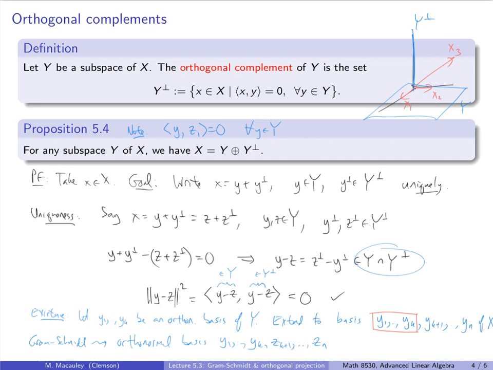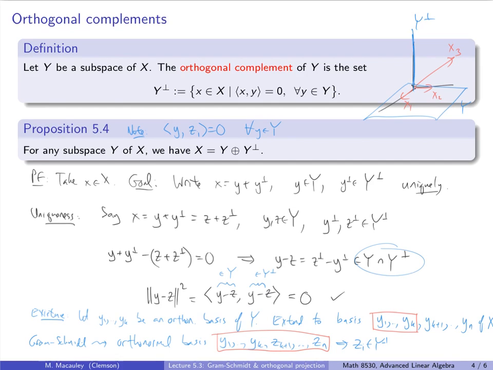So indeed, each of the zi's is in y perp, and because this is a basis, this is our construction, this is our existence: given any vector in x, we can write it as a sum of a vector in Y, that's a linear combination of these vectors, plus something in y perp, that's a linear combination of these vectors.